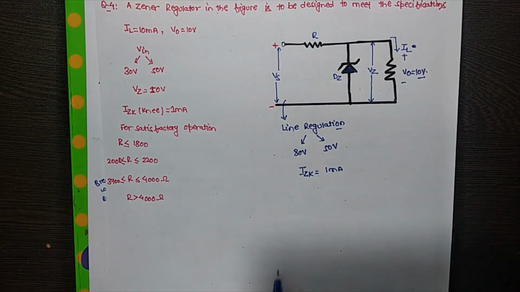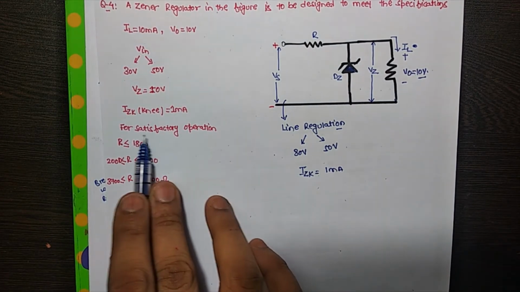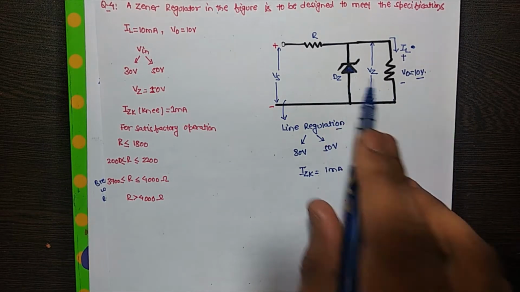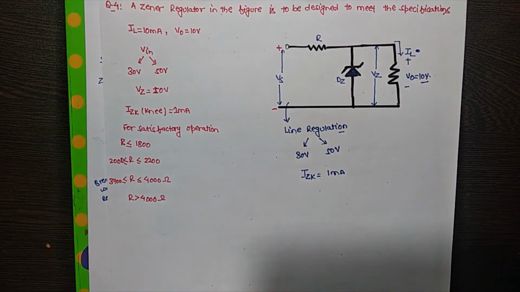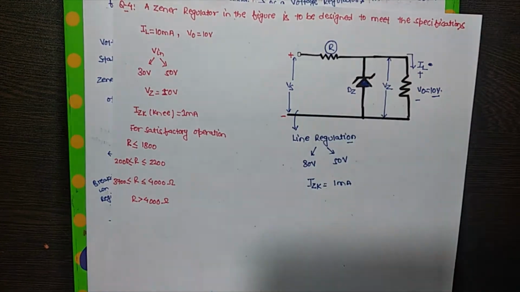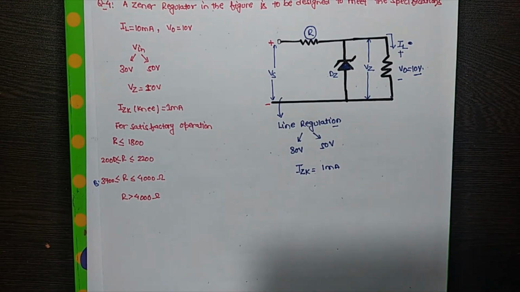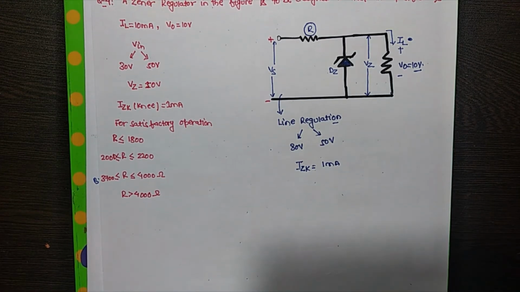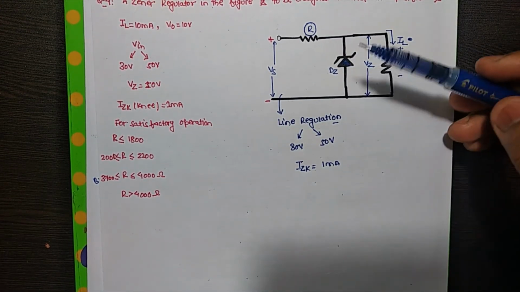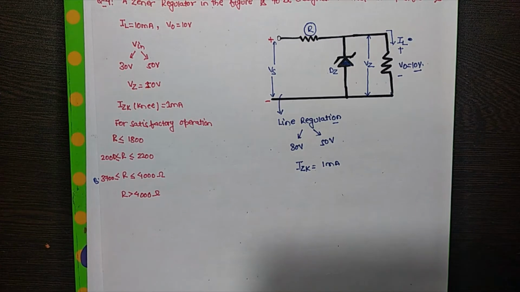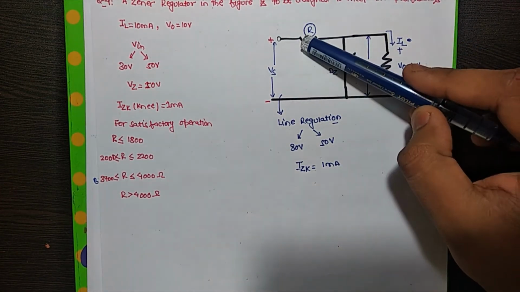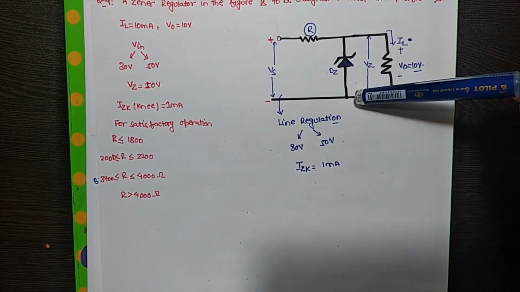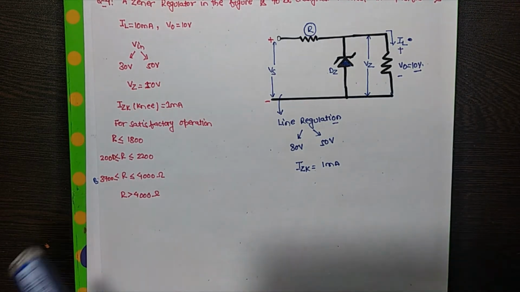Now they are asking, for satisfactory operation of this Zener, what will be the value of R? R is this. So in this question we have to deal with a simple Zener regulator circuit, and work out what the value of this current limiting resistor R should be, so that this Zener diode will be in the safe mode and work satisfactorily.